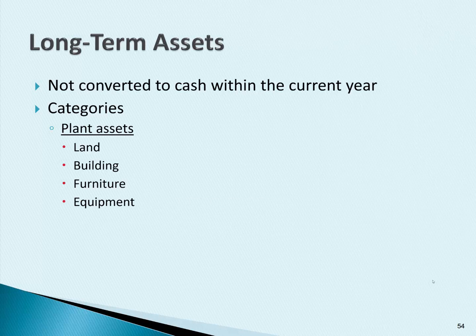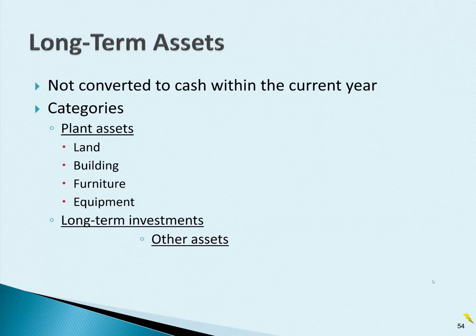Now, some companies also list long-term assets under another category called long-term investments or other assets, which is just a catch-all category. But the most popular category is plant assets, also known as property, plant, and equipment, or fixed assets.